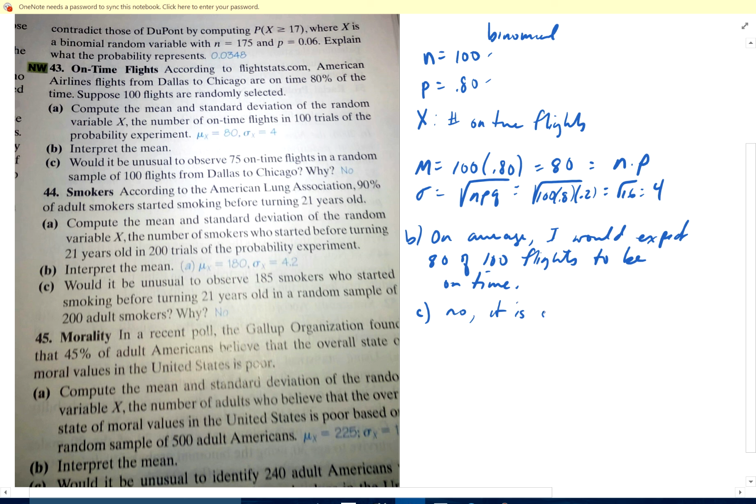It is only a little over one standard deviation below the mean. Okay, all right, 45.